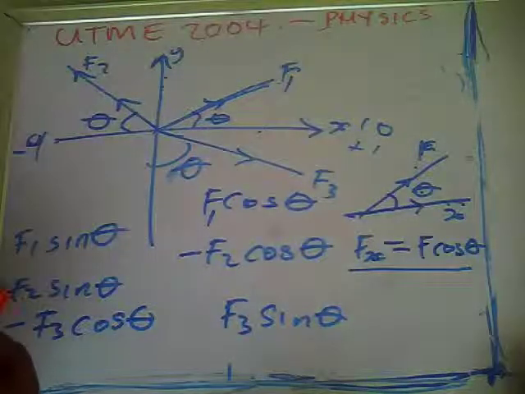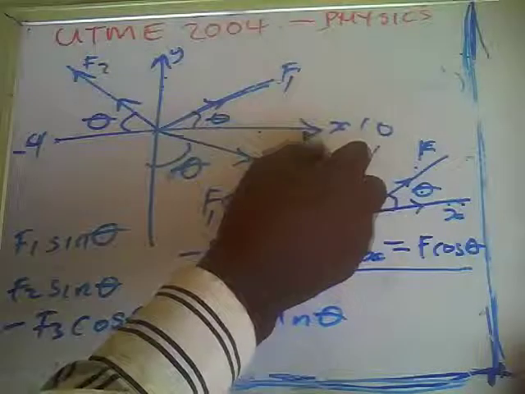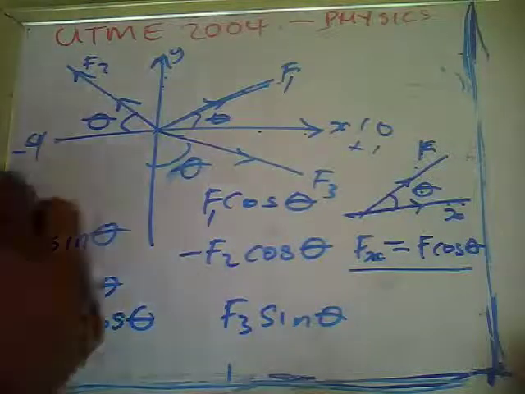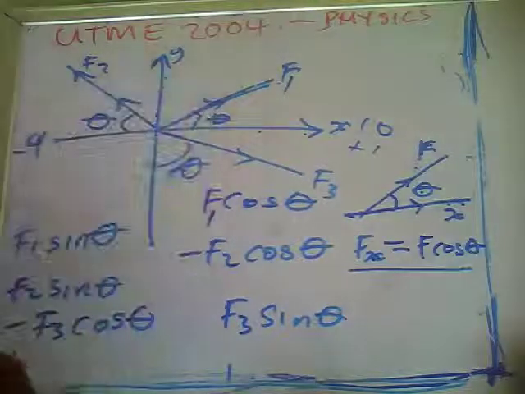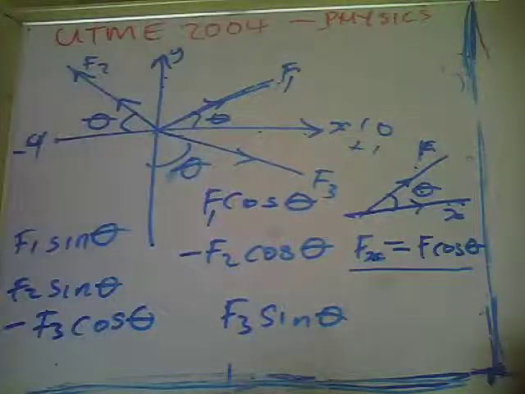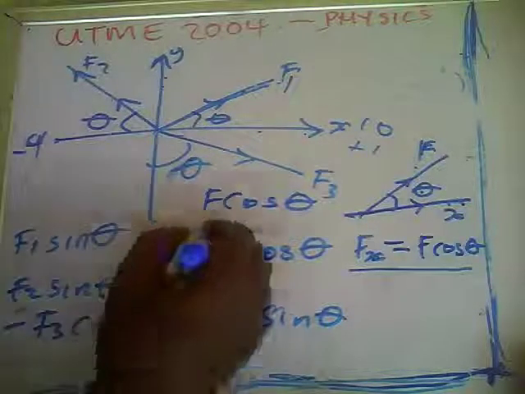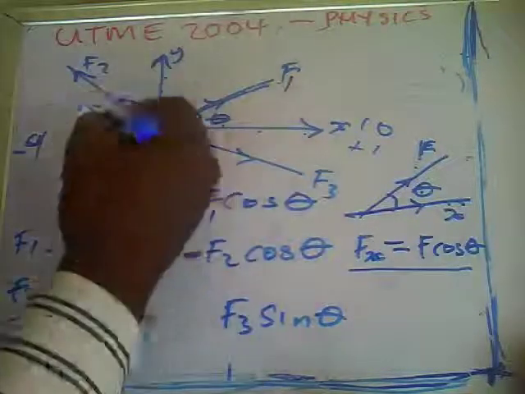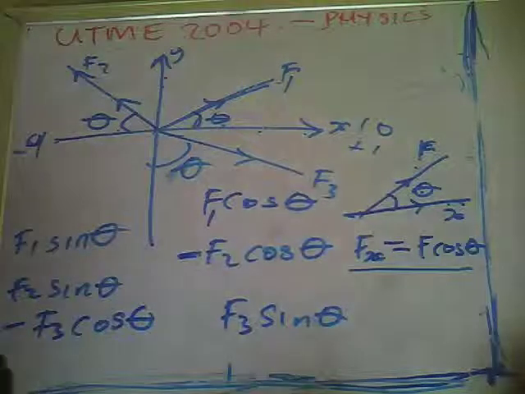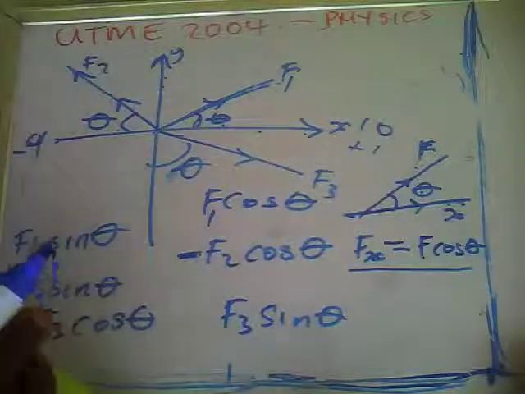Are you getting it? Now, that is why I said when we solve F1 along X, we're going to have F1 cos theta. And then F2 along X is going to be what? F2 cos theta. But this time around, there must be negative there, because it is traveling in the negative X direction. Okay? So that's what you need to know.